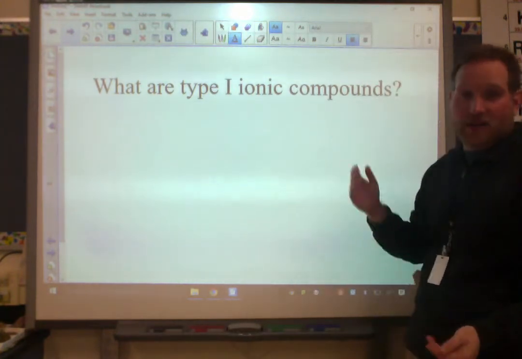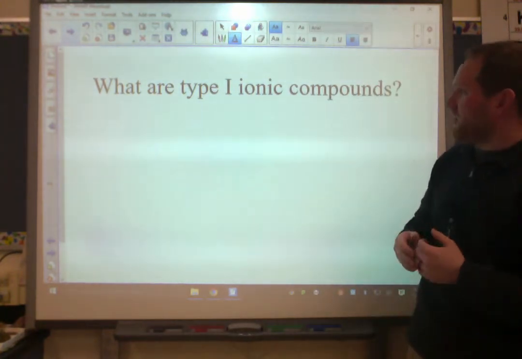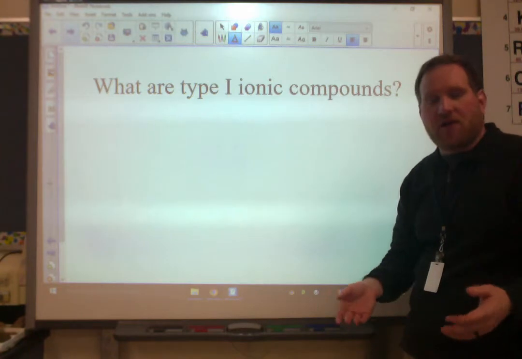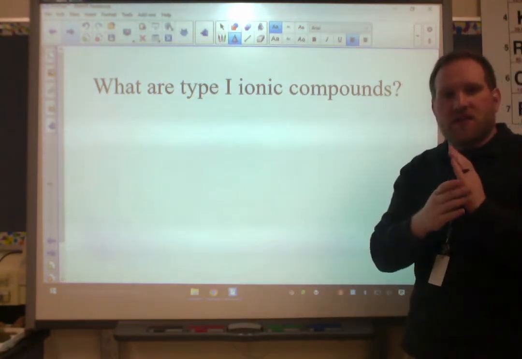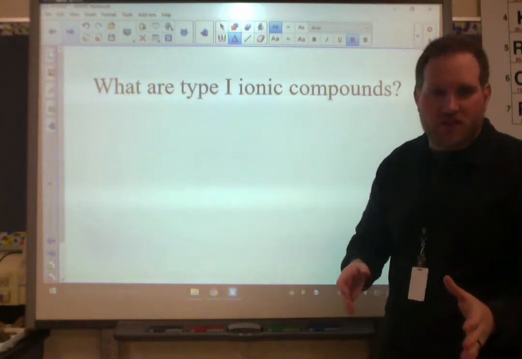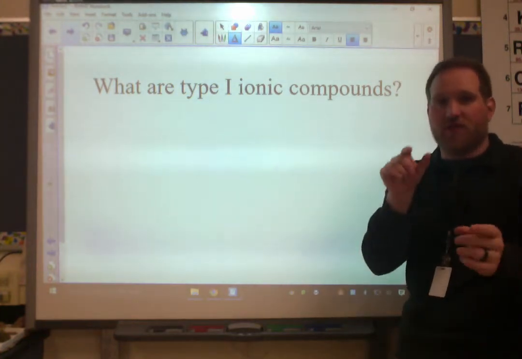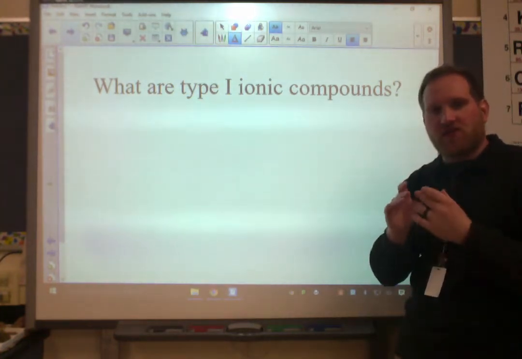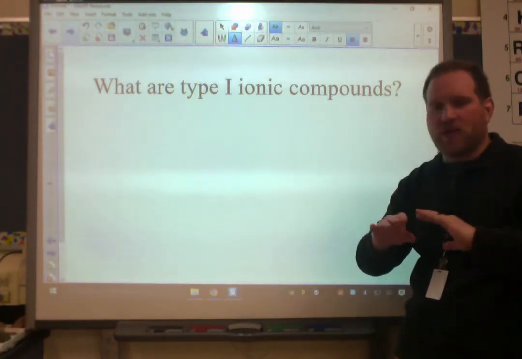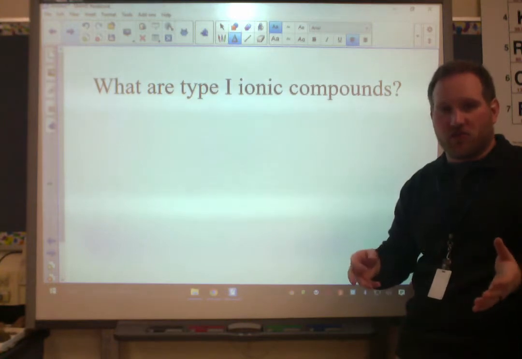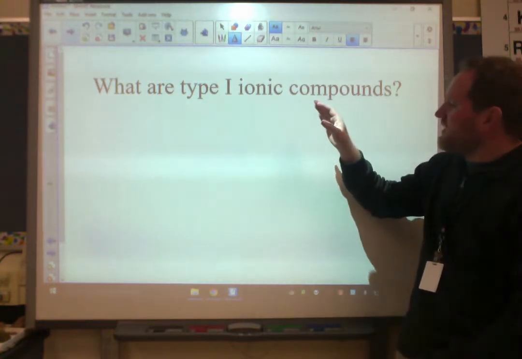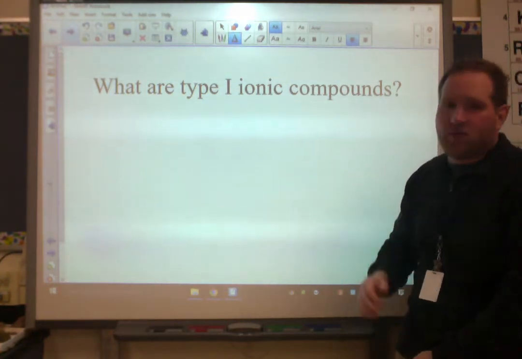So first of all, I just kind of answered this. What are type 1 ionic compounds? Or in other words, what makes a compound type 1 versus another type? Well, type 1 is when the cation, which is the positive ion, which is usually always going to be the front one, has a fixed charge, a constant charge that we always know what it is. It's not a transition metal where it can have variable charges. So anytime the metal has a fixed charge, it's going to be considered type 1.